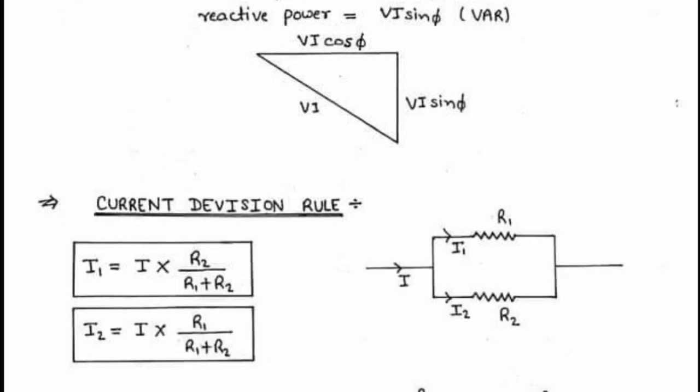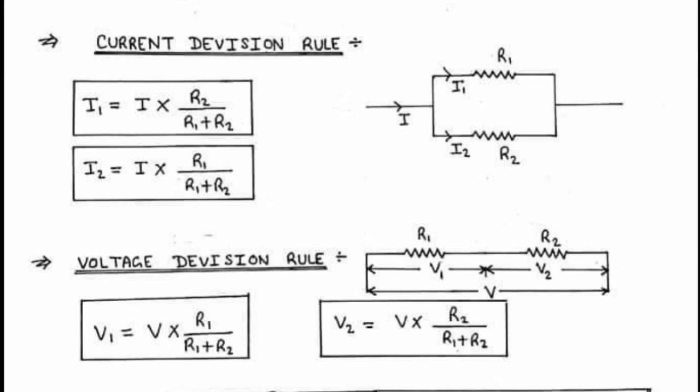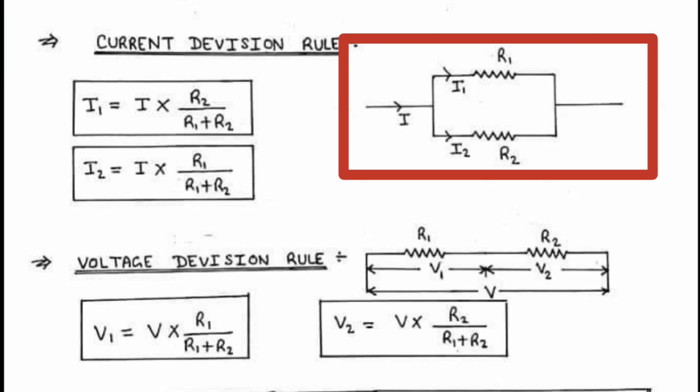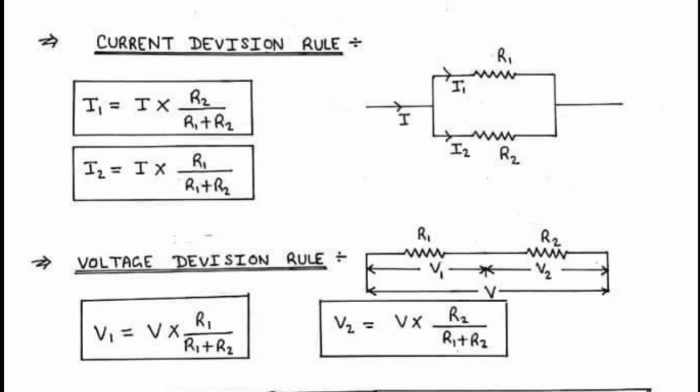Current division rule. How the current will be divided, that is an interesting topic, the current division rule. The current I1 flowing in the resistance R1 is given by the total current into the opposite resistance divided by the total resistance, that is I1 equals I into R2 divided by R1 plus R2. Similarly, I2 equals I into R1 by R1 plus R2. That is the current division rule.